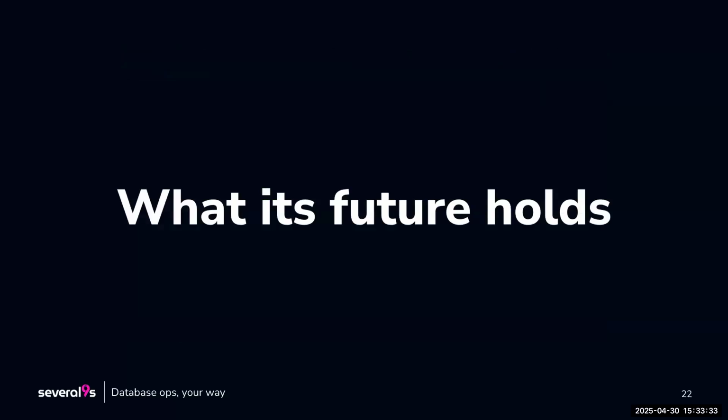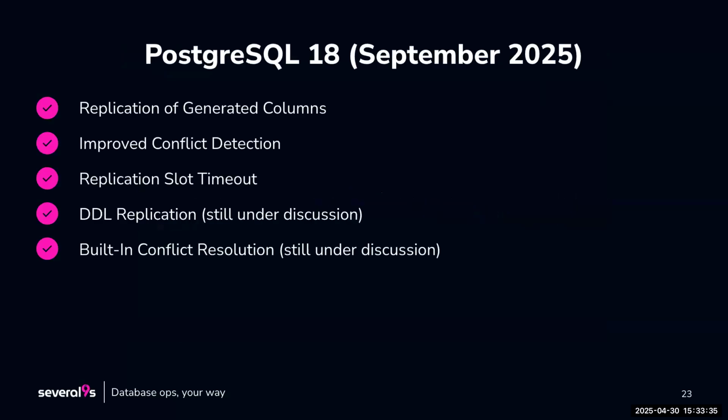So what is next? The current version for Postgres is Postgres 17. The next major version is 18, and it will be released in September this year. And yeah, they are working on these features, the ones that you can see on the screen.